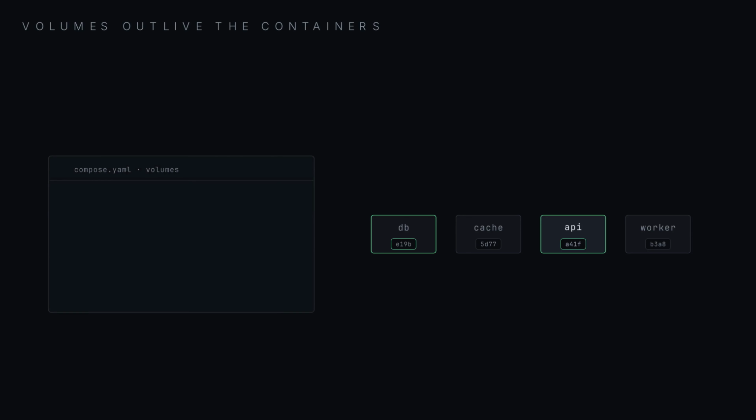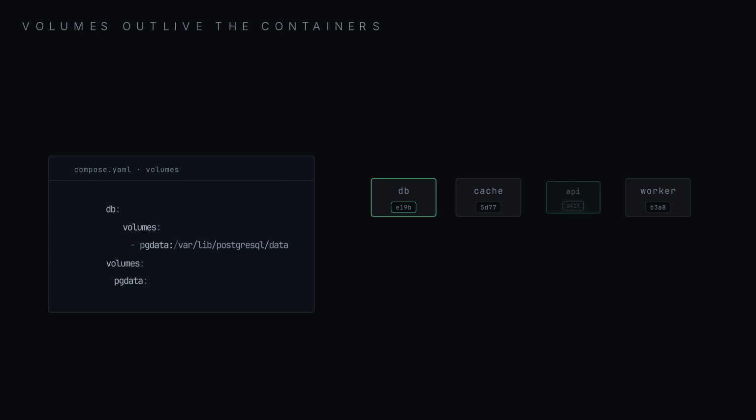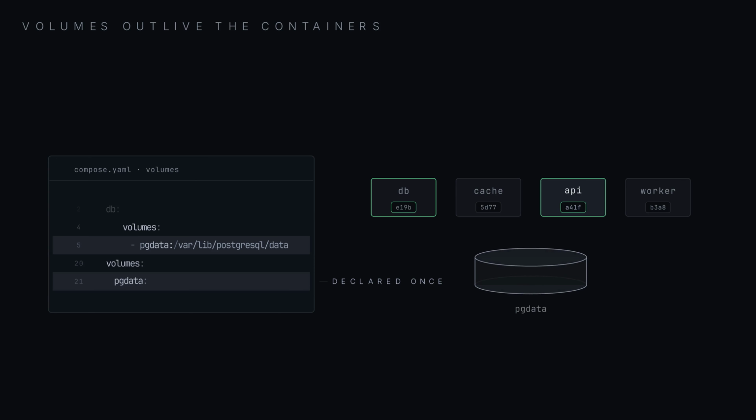Containers under Compose are disposable, and the recreate step throws away everything written inside one. Every time the API's hash changed in this video, its file system went with it. Named volumes are the exception, and they are why your database survives all of this.